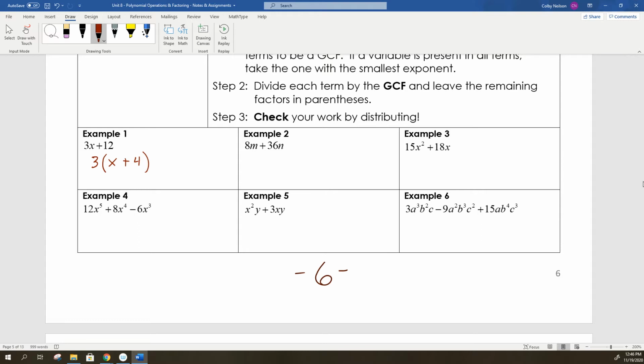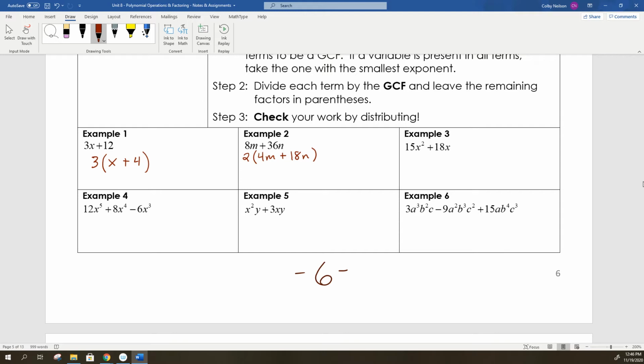Okay, example 2. Can I divide something out of 8 and 36? Because that's where we start. 2 goes into both of those. Okay, let's start with that. What about m and n? Those are 2 different variables. So can I divide something out, variable-wise? There's not an m in both of them, and there's not an n in both of them, so no. So what's left? 4m plus, what's 36 divided by 2? 18n.